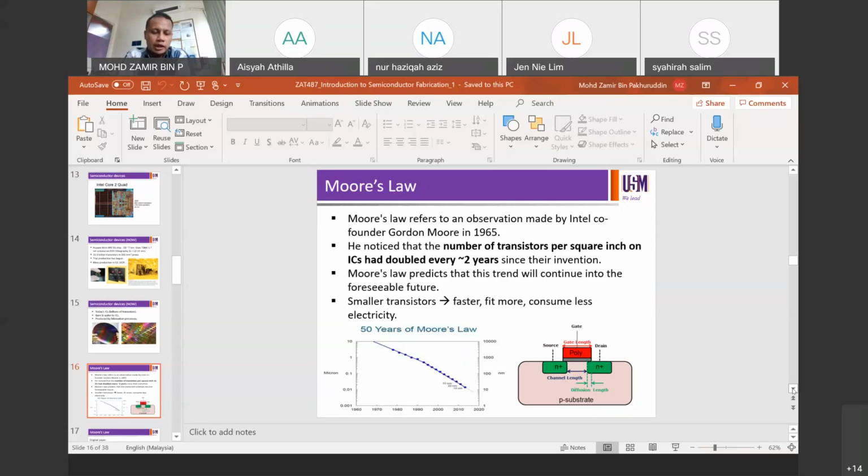Until now, we can see that the size has really gone down to close to the limit already. Not just yet, but already close. We're now down to around 5 nanometer, right? Because we want smaller transistors. And when we talk about smaller transistors, that means faster, you can fit more, and consume less electricity for the operation. Okay, so what does it mean by the smaller transistor?